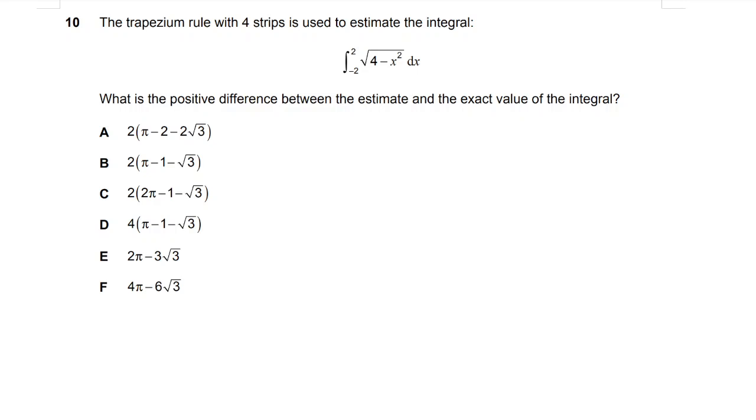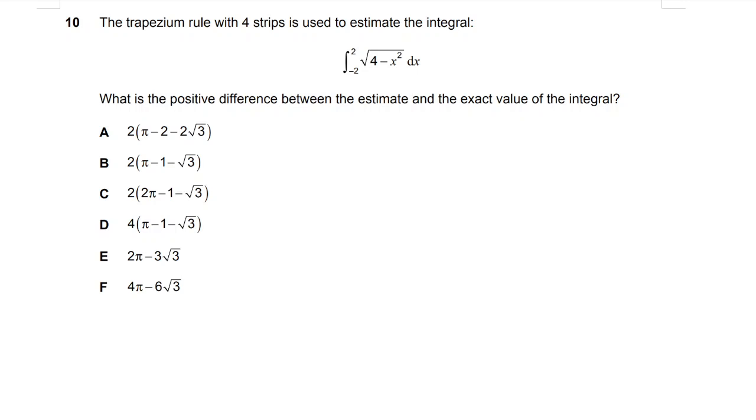Okay, more integration. The trapezium rule with 4 strips is used to estimate the integral from -2 to 2 of square root 4 minus x squared dx. And what's the positive difference between the estimate and exact value of the integral? Okay, so let's start from the estimate then.